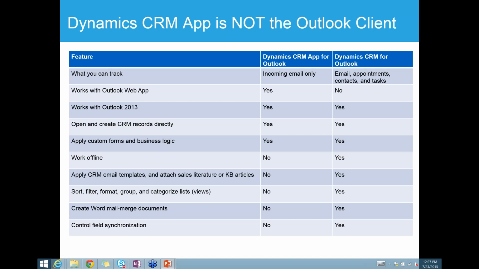This is different. So the Dynamics CRM app, I'm going to point out some of the differences, which you can see in this table. The CRM app for Outlook allows you to track only emails. The CRM for Outlook, or the Outlook client, allows you to track emails, appointments, contacts, and tasks. The CRM for Outlook application only lives within the Outlook client. It does not live within the Outlook web app. That's what the CRM app for Outlook is designed for. The Dynamics CRM app cannot work offline.